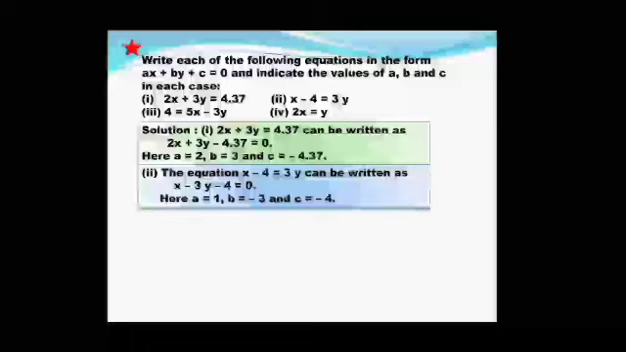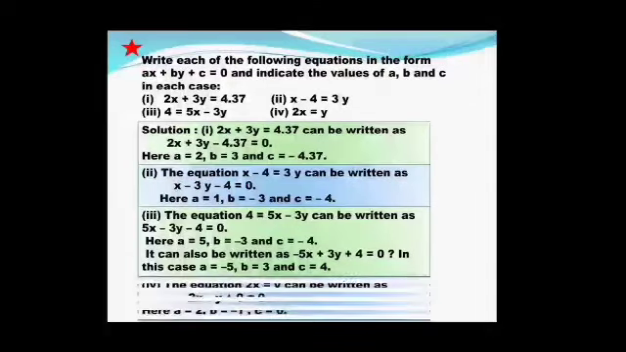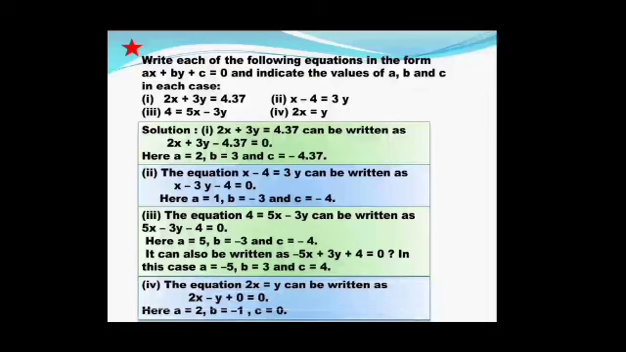Similarly, in the second question also, we will shift 3y to the left hand side and then we will get x minus 3y minus 4 equals 0. And when we compare this with the standard form, we will get a equals 1, b equals minus 3 and c equals minus 4. Similarly, we will solve the third and fourth parts also.